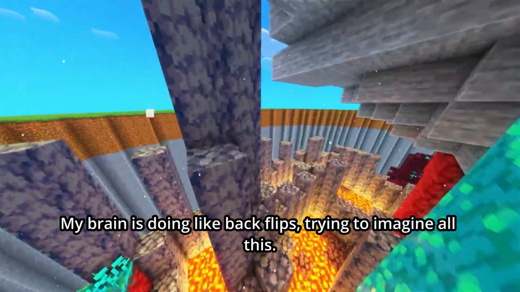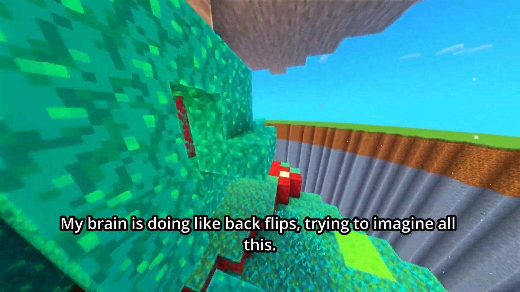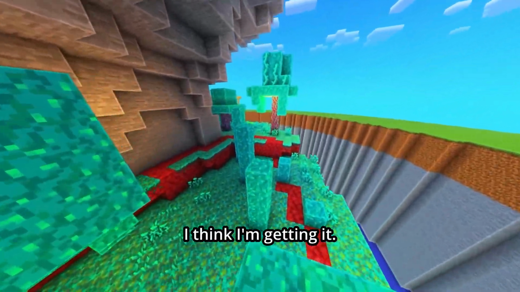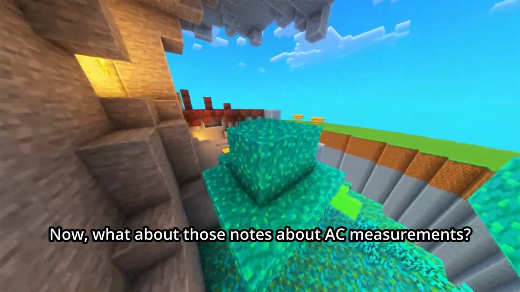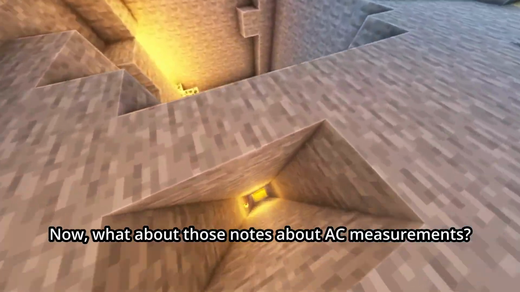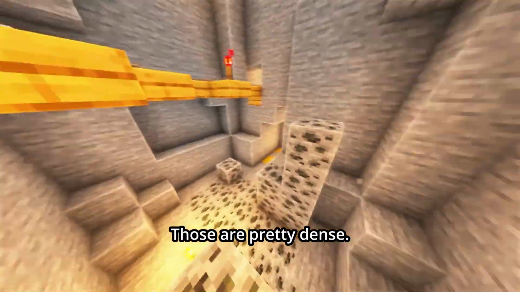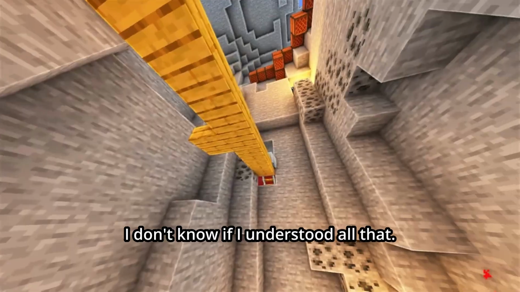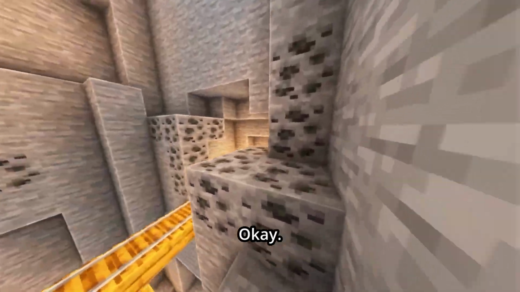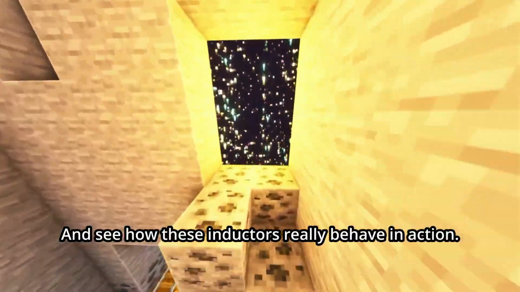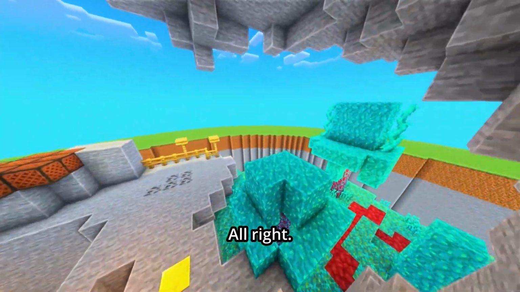My brain is doing backflips trying to imagine all this. I bet. But I think I'm getting it. That's good. Now, what about those notes about AC measurements? Oh, yeah, those are going to be really helpful. Those are pretty dense. I don't know if I understood all that. Well, we can definitely break them down and see how these inductors really behave in action. All right, let's do it.